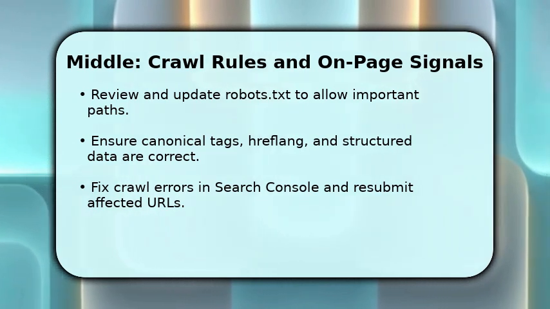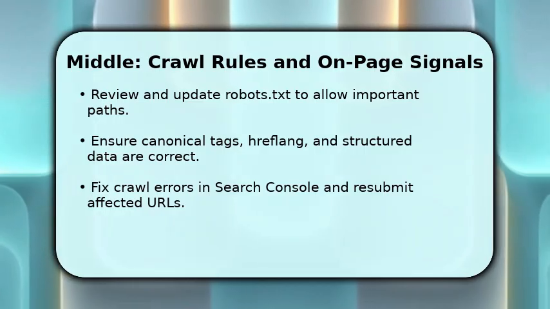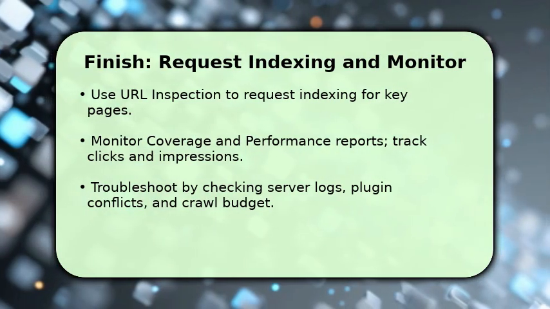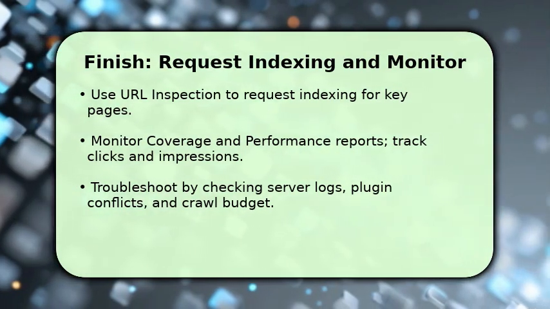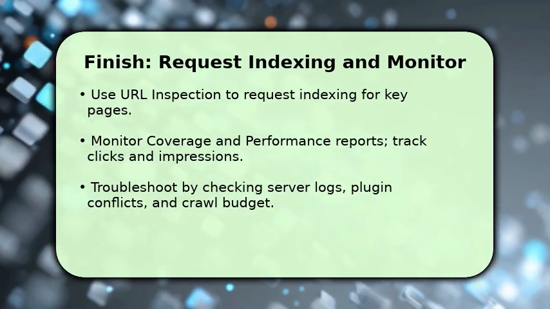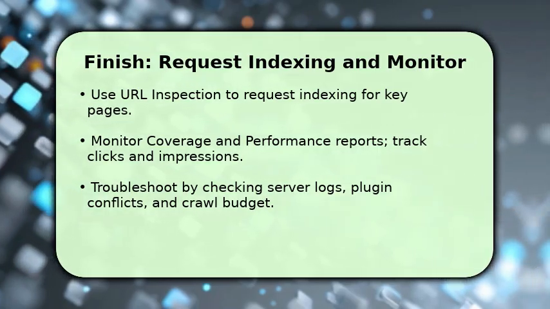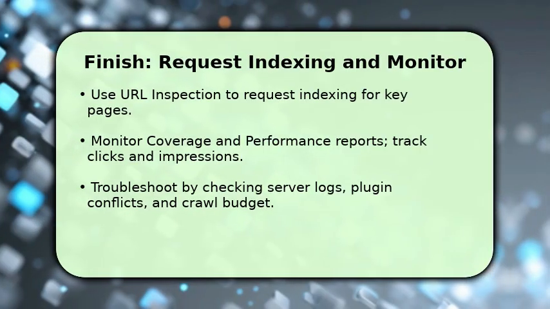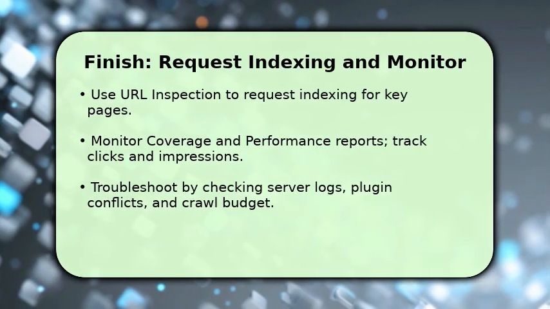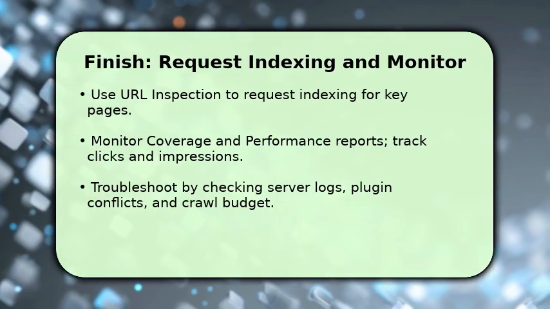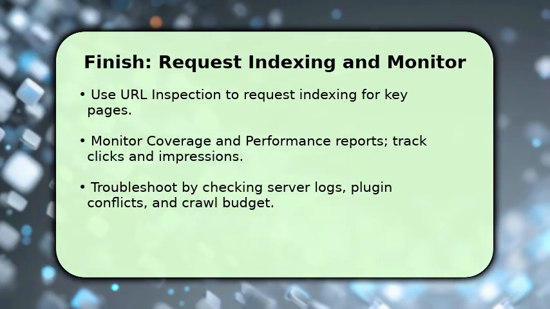Now finalize the process by actively requesting indexing and watching results. Use Search Console's URL inspection to fetch and request indexing for priority pages. Make sure pages return 200 status and render correctly. Monitor coverage and performance reports regularly to see which pages are indexed and how they perform in search.